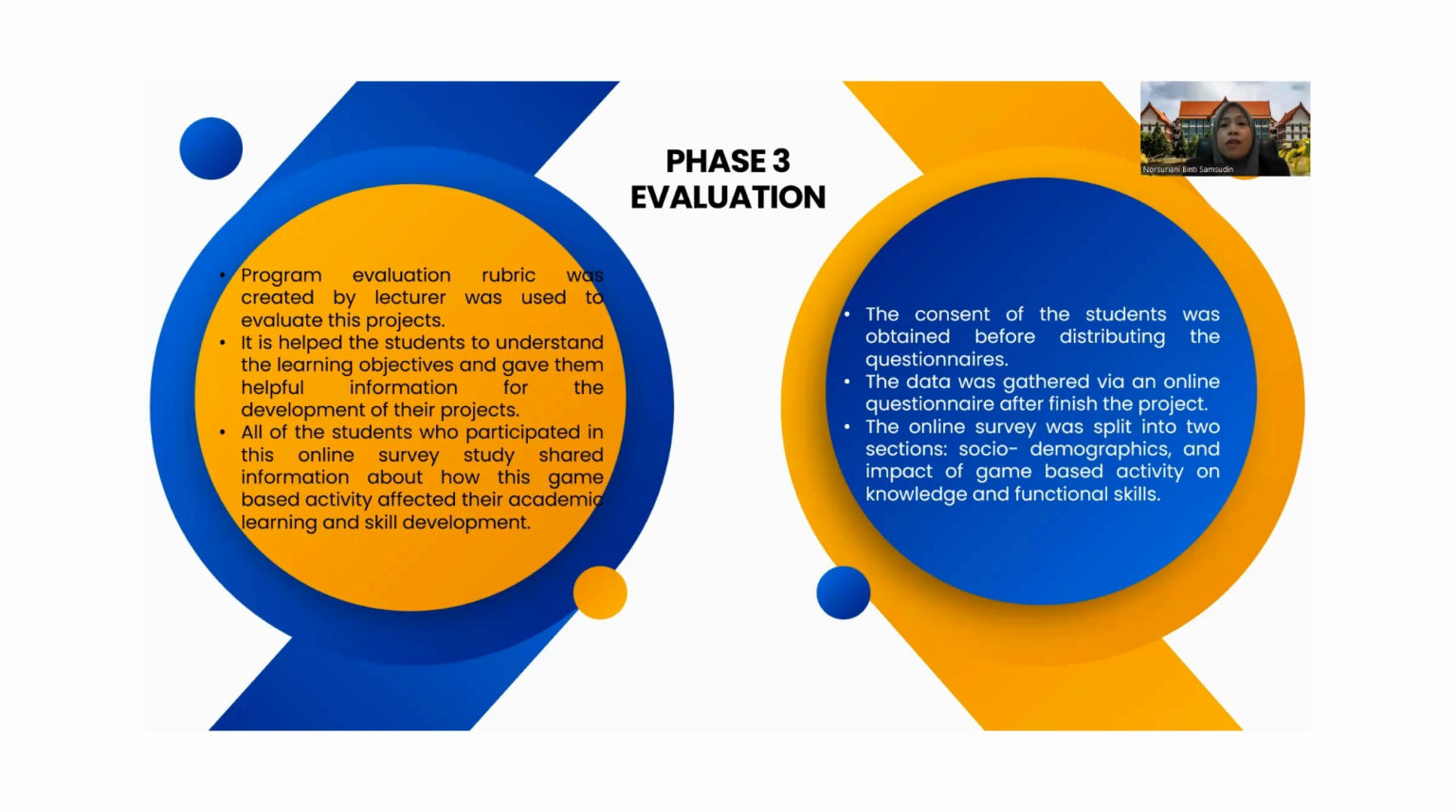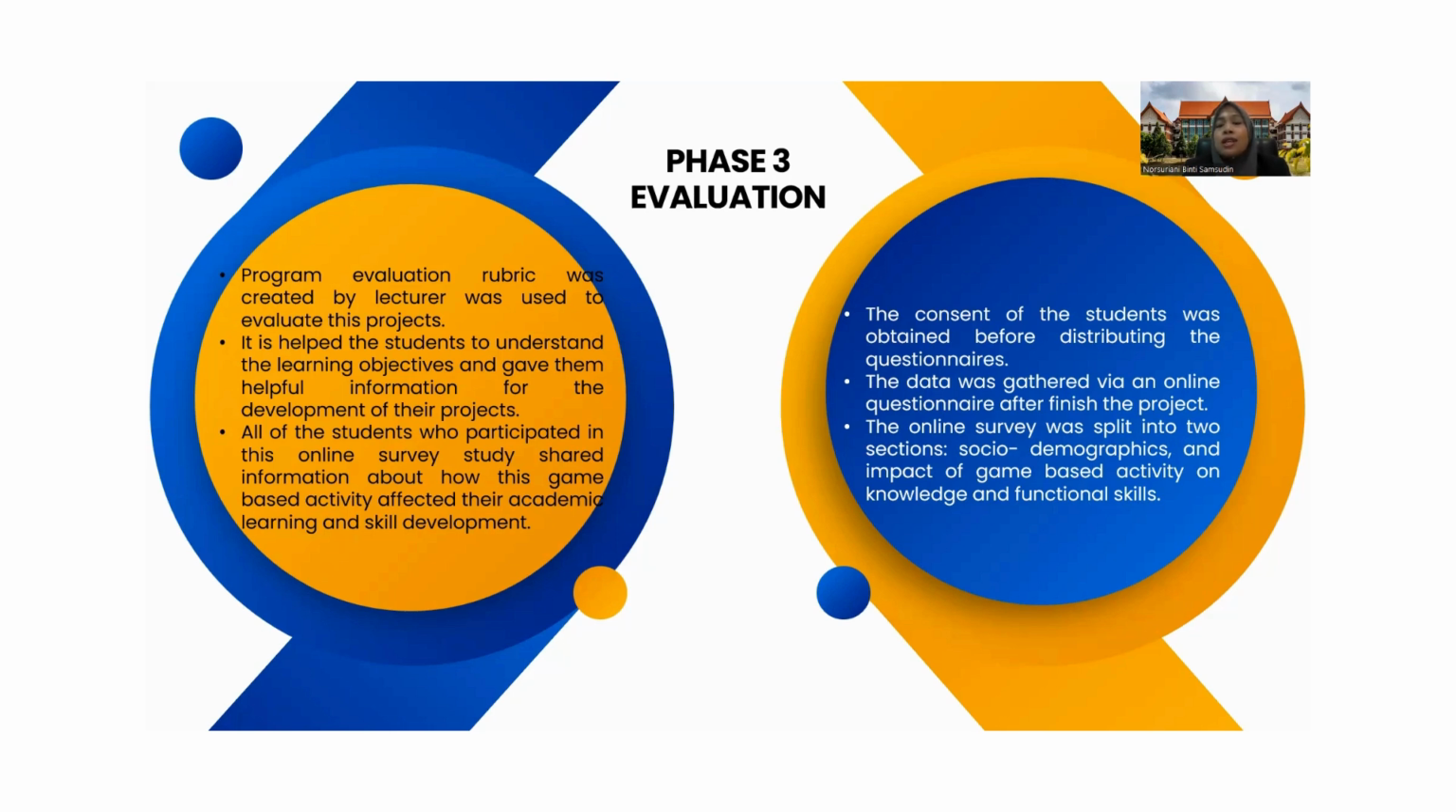And the last one is phase 3, which involves the evaluation, and the rubric was created by the lecturer to evaluate this project. All the students will participate in this online survey, sharing information about how this camp-based activity affected their academics, learning, and skill development. The consent of the students was obtained before distributing the questionnaire to all the students involved in the prioritization exercise, which is about 69 students.